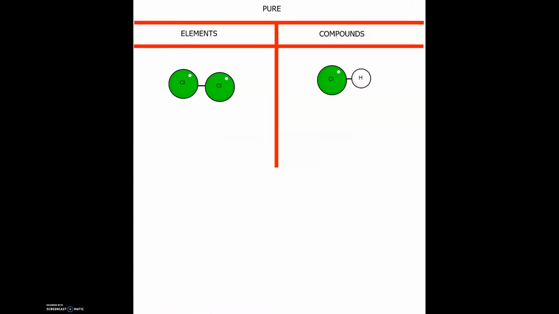Here's more examples of elements. So those diatomic elements, they are the same. So here we have chlorine. And then over here, we have two different atoms. So this is the example of a compound. And if we were to write that out, it would be HCl. And another way to help us distinguish if we have a compound is we are going to have two different capital letters. So we have the capital H, capital C.